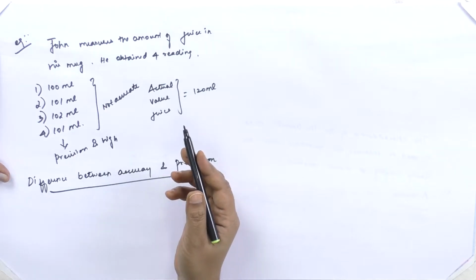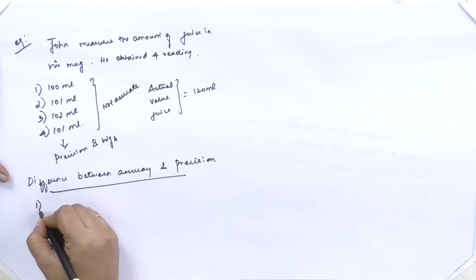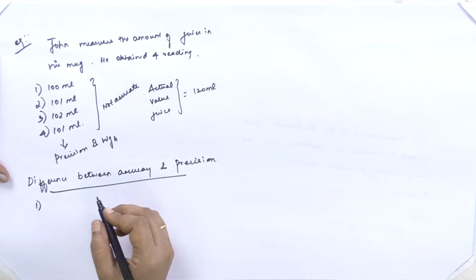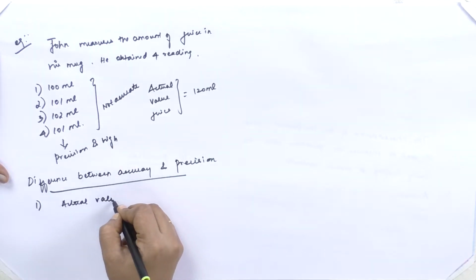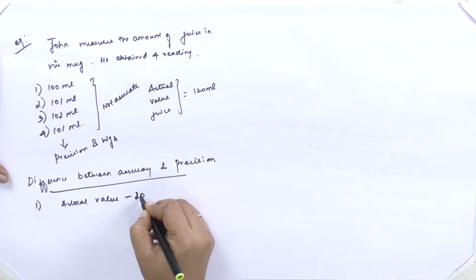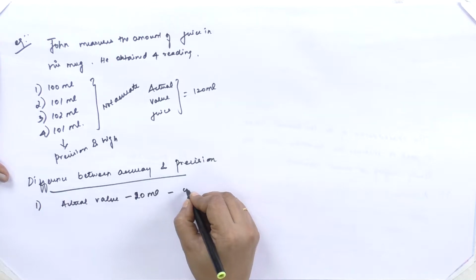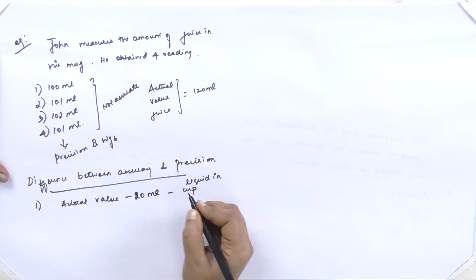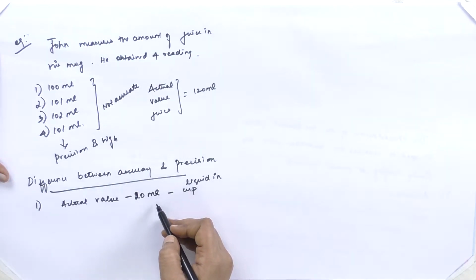So, we have seen 2 examples for accuracy and precision. Now, let us take a person who measures the volume of juice in his cup. The actual value of the volume of liquid in the cup is 20 ml. A girl measures the amount of liquid in the cup, which is 20 ml. But while measuring, she obtains the following readings.